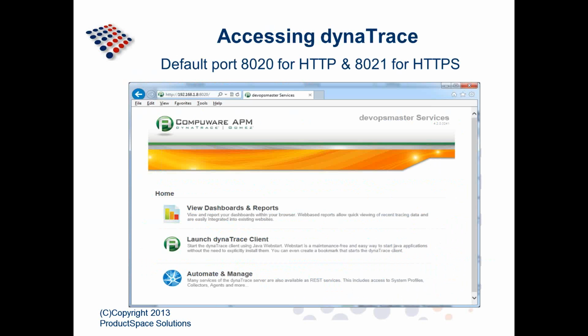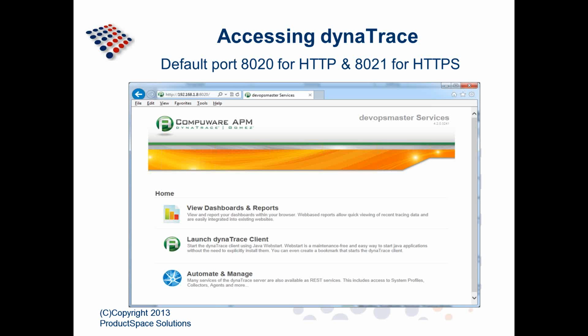So once the installation is complete, you can access the dynaTrace interface through either port 8020 or 8021, depending on whether you configured HTTP or HTTPS. So the main page gives you access to all the functions that you can access through dynaTrace. The view dashboards and reports gives you HTML browser-based access to the reports.